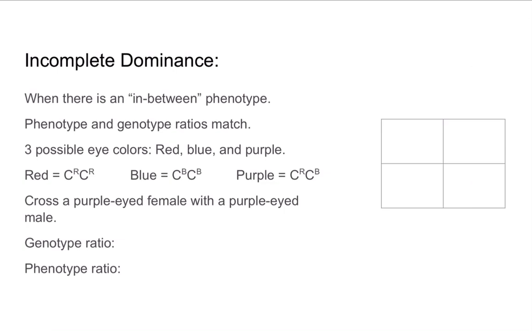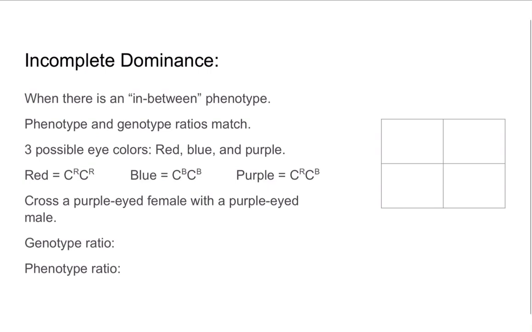And the last Punnett square we're gonna learn to solve is an incomplete dominance. So incomplete dominance is when there's an in-between phenotype, and the phenotype and genotype ratios match. So let's suppose there are three possible eye colors, a red, blue, and an in-between purple. So red looks something like this, blue and purple.